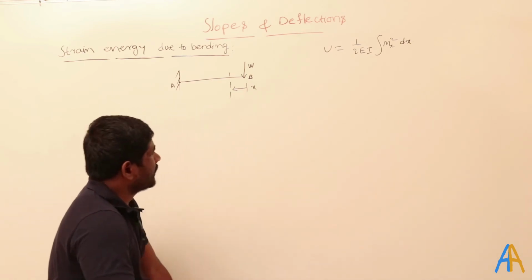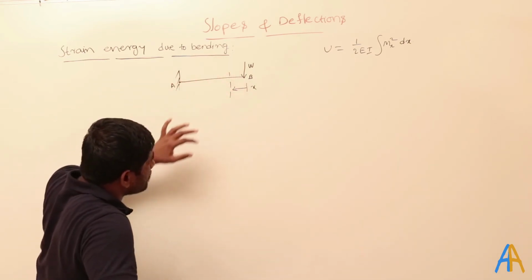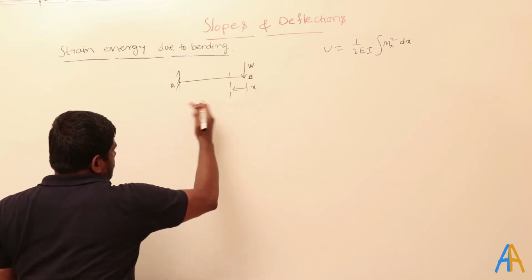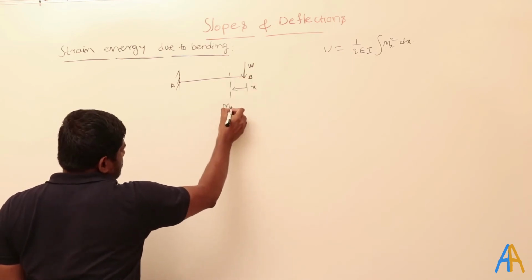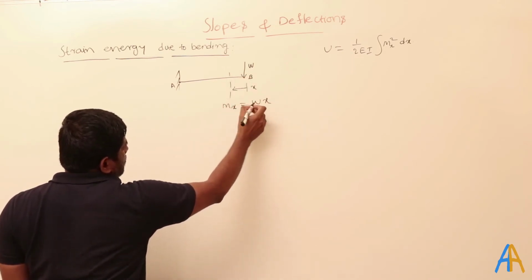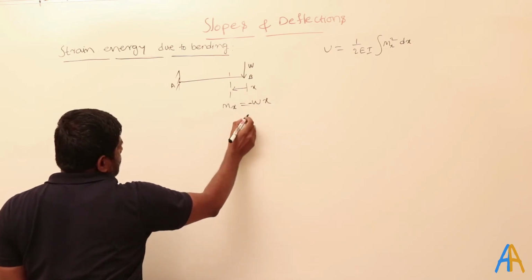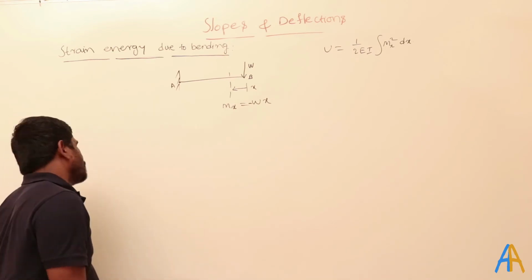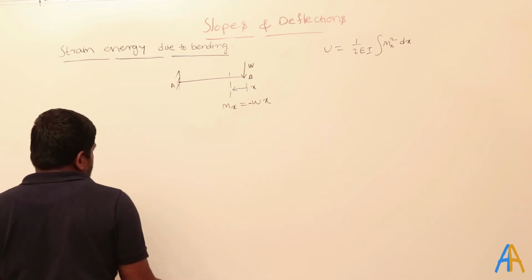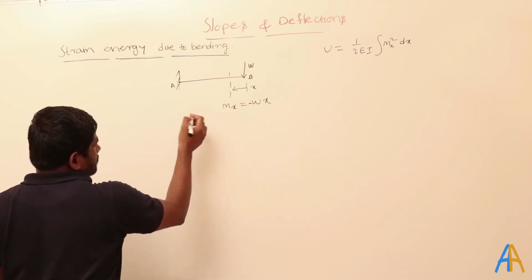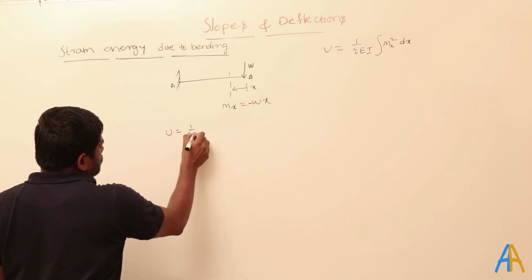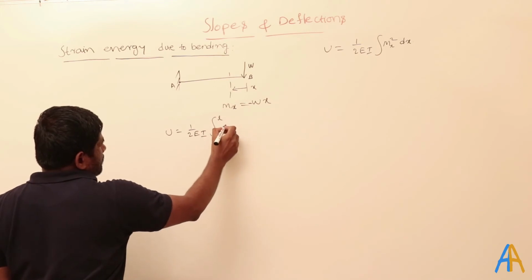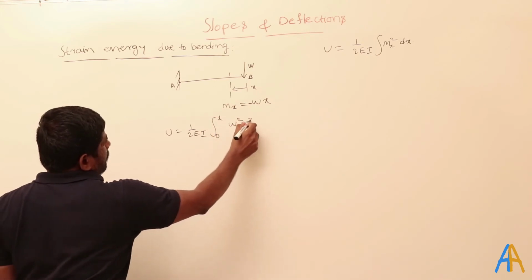In whichever direction you are taking, you need to consider the bending from that direction. So here I am considering from the x distance. What is Mx at any point? Mx equals W into x. Is it negative or positive? Negative, because it is producing the hogging effect. So U equals 1 by 2 EI integral for the entire beam, 0 to L, of W square x square into dx.